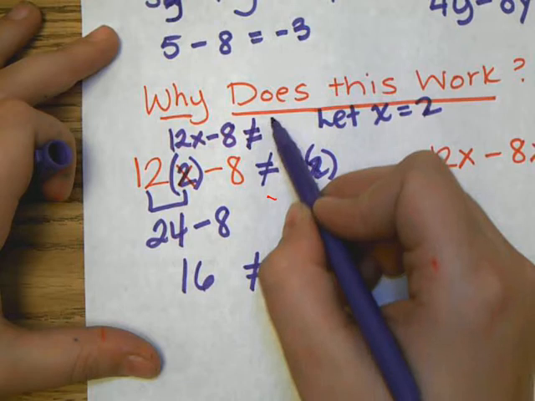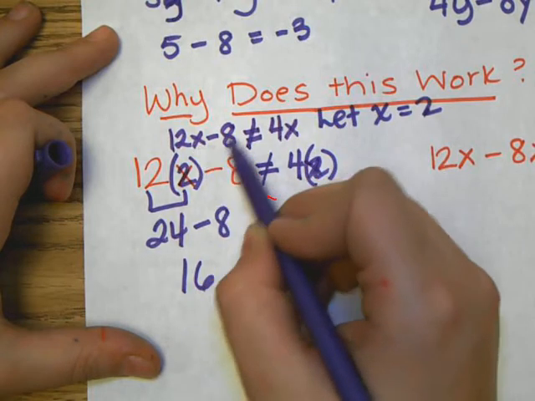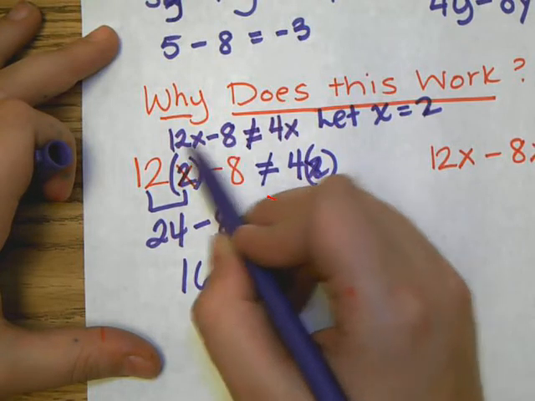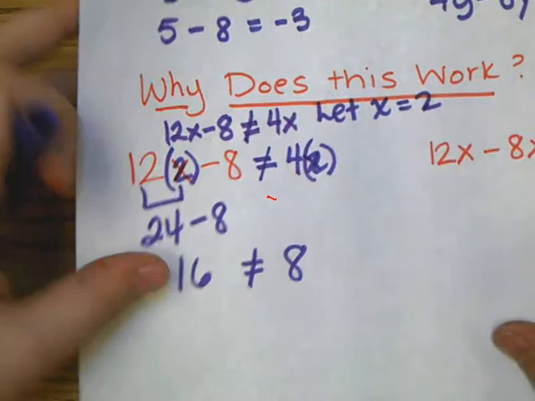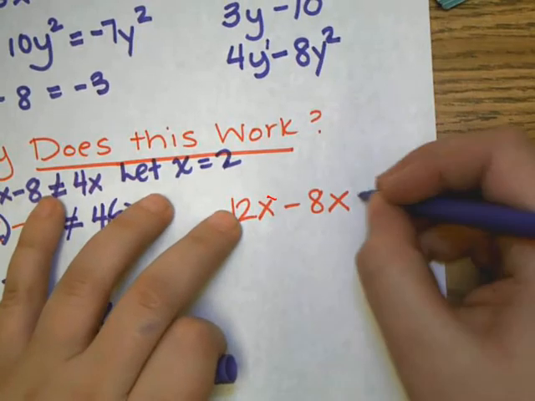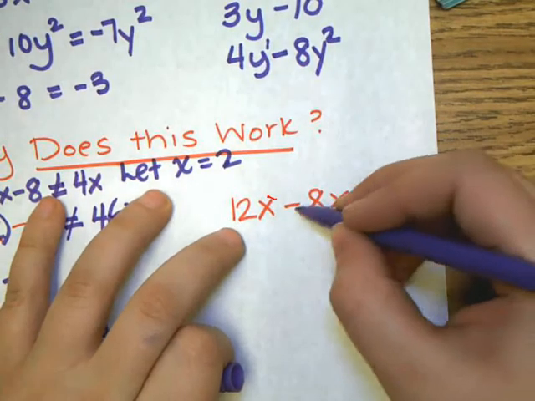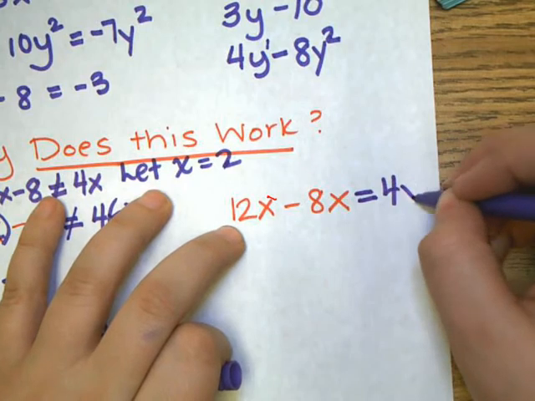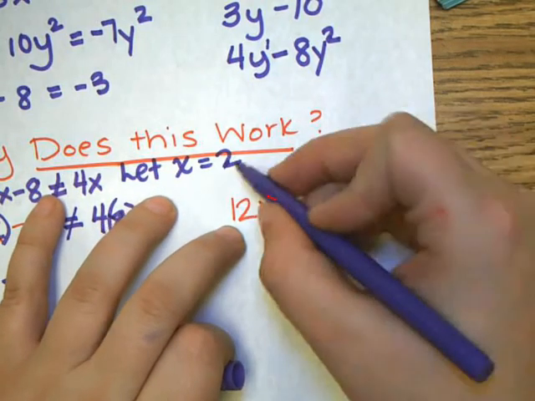It does not have the same value. It does not simplify to 4x. So we can't put these together because they don't have like terms. They don't have the same variable. But here, we can say that 12x minus 8x is 4x.